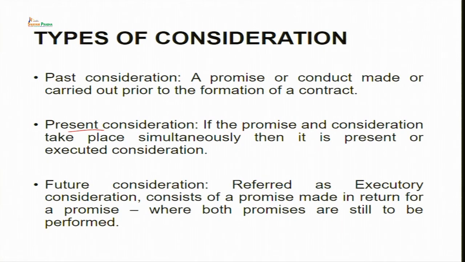Then, present consideration, as I had said, if the promise and consideration take place simultaneously, then it is present, or what we also call executed consideration. It's the simplest form of consideration to understand. So, present consideration is you just go to a normal local grocery shop and tell that person, I just want to buy this one pack of Colgate toothpaste, right? The person gives that toothpaste to you, tells you the amount, and you pay that person there and then. So, this is a simultaneous act. You making the offer, the other person accepting the offer, giving you the thing which you had asked for, and you making the payment there and then. So, the promise and the consideration are going on simultaneously.